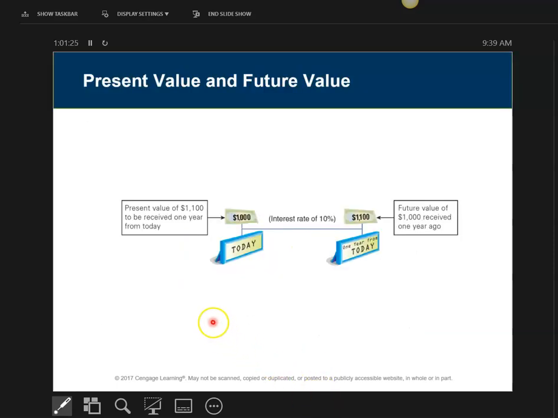And so this is the present value, and the future value is if I put this money away today, $1,000, at 10%, in 1 year, it's going to be worth $1,100. So the $1,000 today put away at 10%, the future value is $1,100. But the $1,100 I would get in a year, the present value will be the $1,000. So I hope you understand this. This is called present value and future value.